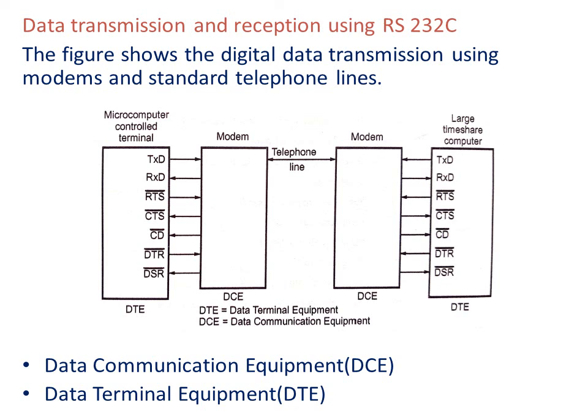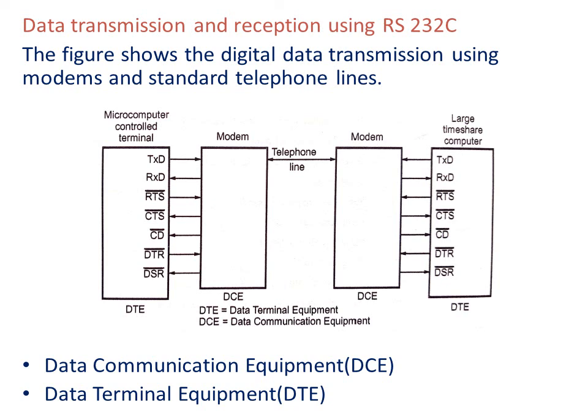The next topic is data transmission and reception using RS-232C. The figure shows digital data transmission using modems and standard telephone lines. As we discussed earlier, modems and other equipment used to send serial data over long distances are known as data communication equipment, that is DCE. The terminals and computers that send or receive the serial data are referred to as data terminal equipment, that is DTE.